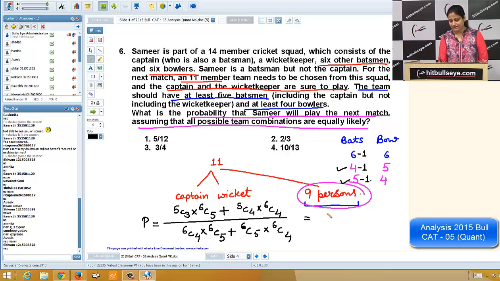If you solve it, you will get 135 by 180, which comes out to be 3 by 4, and this is the answer. Is it okay, Avik and Shivam? I think the idea is clear.